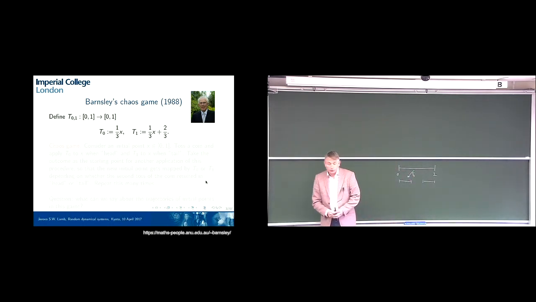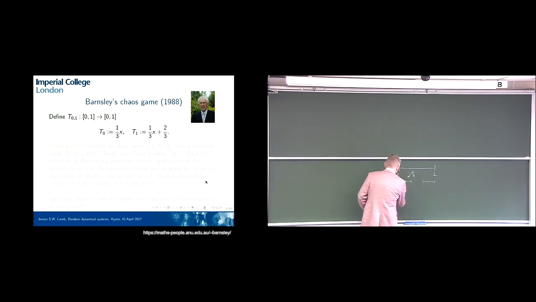So we have the interval [0,1]. T0 of x maps this interval to the interval [0,1/3], because it's contracted by 1/3. And the second map is T1 of x equals 1/3 of x plus 2/3. What it does is map this interval into the interval [2/3,1]. So both maps are very, very simple.